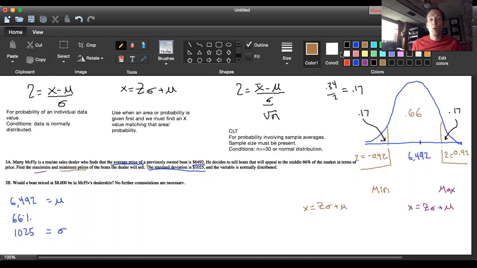So to do my minimum formula, I'm going to come down here and start to fill this out. I'm going to say my minimum is going to be x equals minus 0.92 times my sigma value, which is 1025, and my population average is 6492. And if I do the math on that, I'm going to end up with 5,549. And we'll put the maximum right under this. So I'm going to say this was my minimum value.